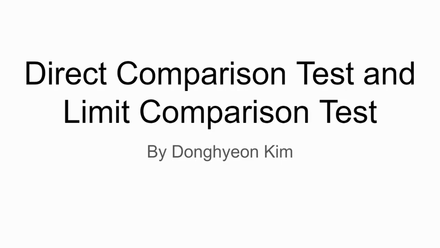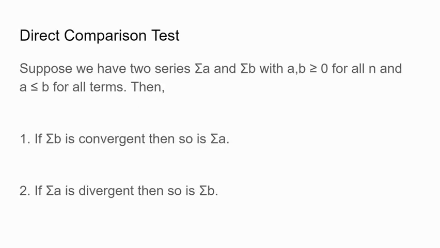Explain about the direct comparison test and the limit comparison test, or the DCT and the LCT, which are two tests for determining whether a series converges or diverges by comparing it with a known series. Let's get into it. We'll start with the DCT.